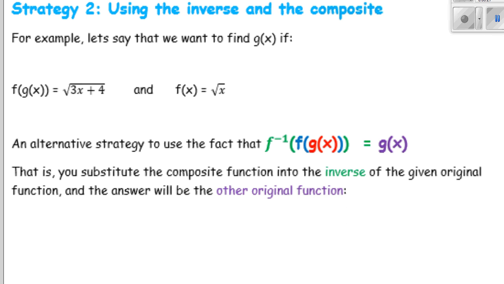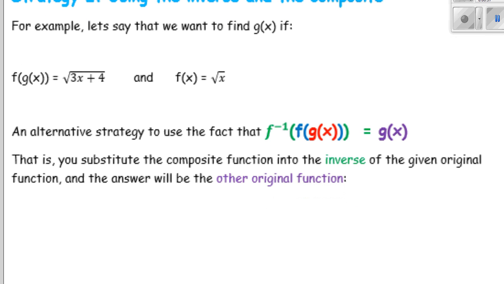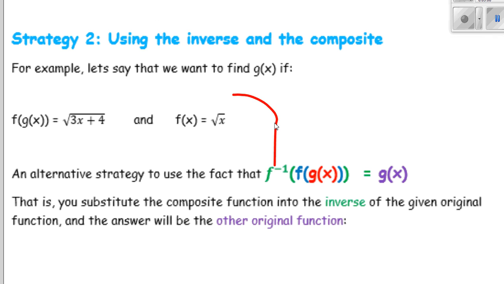For example, let's say that we want to find g of x if we know this and this, same example as before. Rather than just look at it, the alternative strategy is to use the fact that if you take the composite and sub it into the inverse of the original one you're given, it turns out you'll get the g of x. You would just have to remember what that strategy is, that's all. It's the second backup method. And you sub the composite into what? Yeah, sub the composite into the inverse of one of the originals you're given.